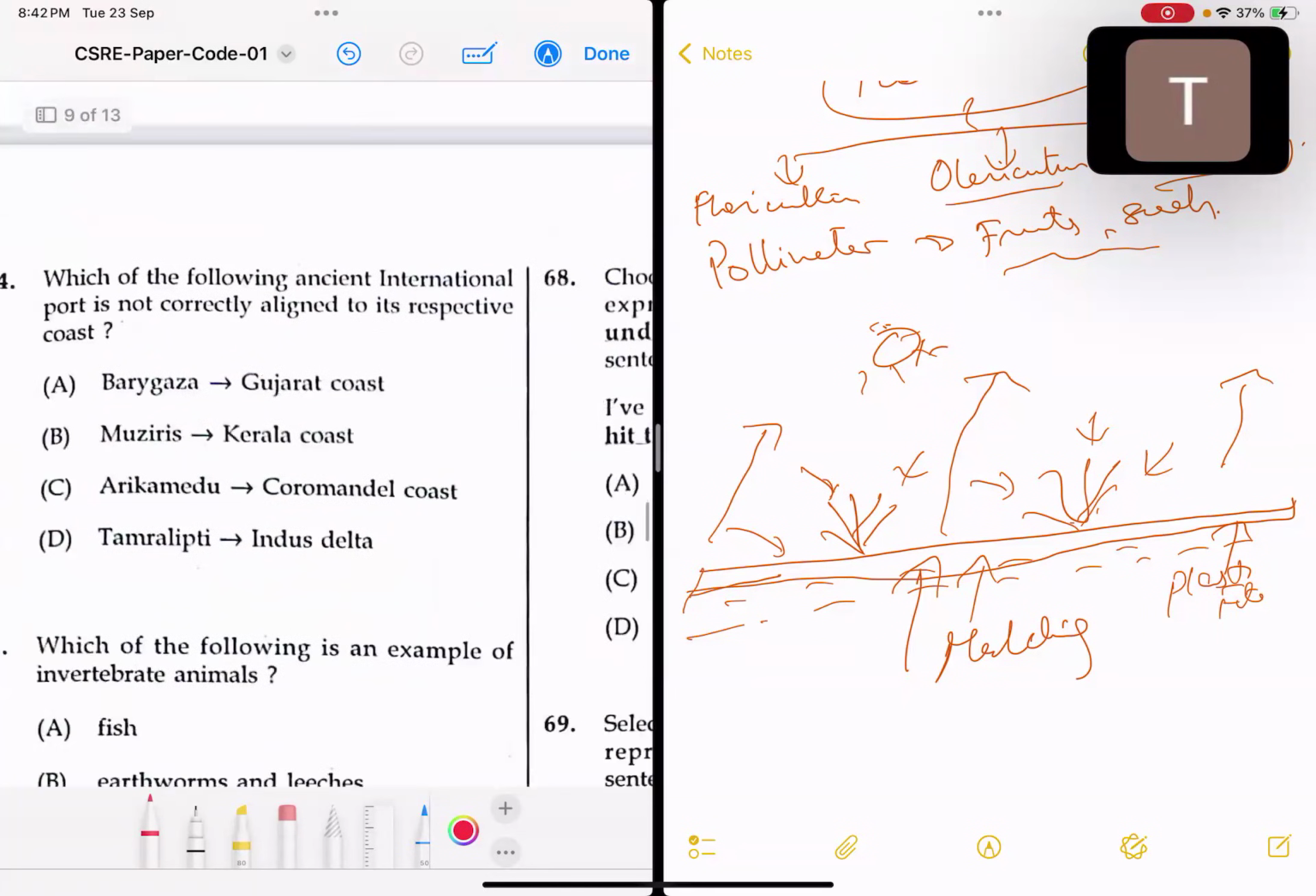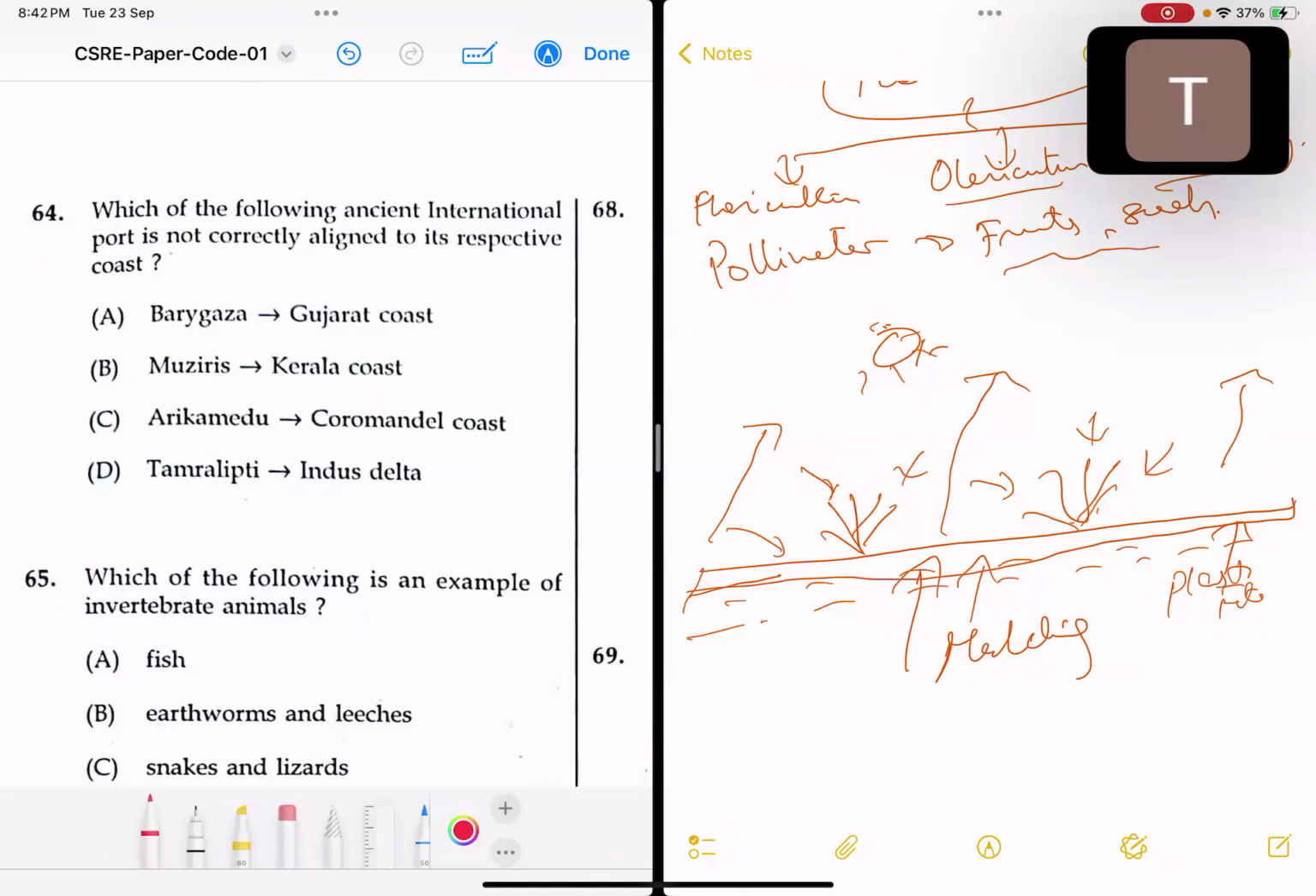Question number 64. Which of the following ancient international ports is not correctly aligned to its respective coast? Now, here they have given 4 ports, taken from ancient India. The first one is Barikaza. Barikaza is another name for Bharuch in modern day. So it is located in Gujarat. We all know Bharuch is located in Gujarat. Second option is Muziris. Again, Muziris is also located in Kerala, okay. Third is Arikamedu. It is on the Coromandel coast. See, this is also correct because it's located on the eastern coast, not very far off from Pondicherry, right?